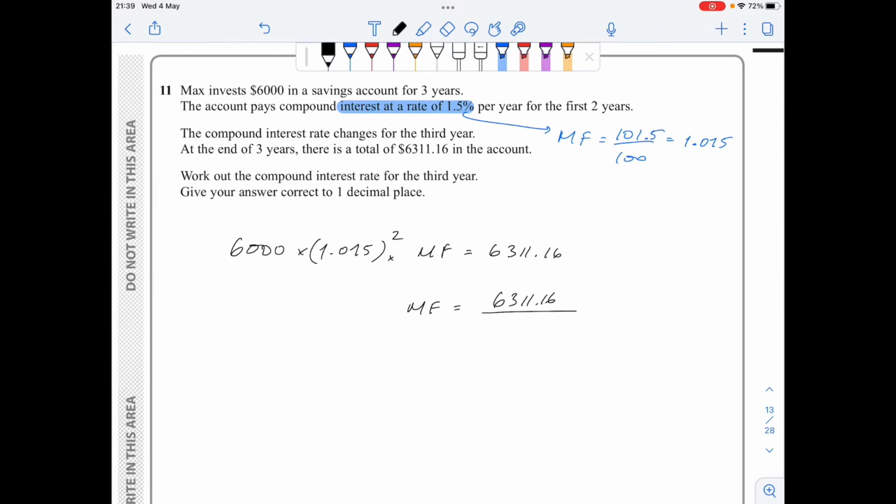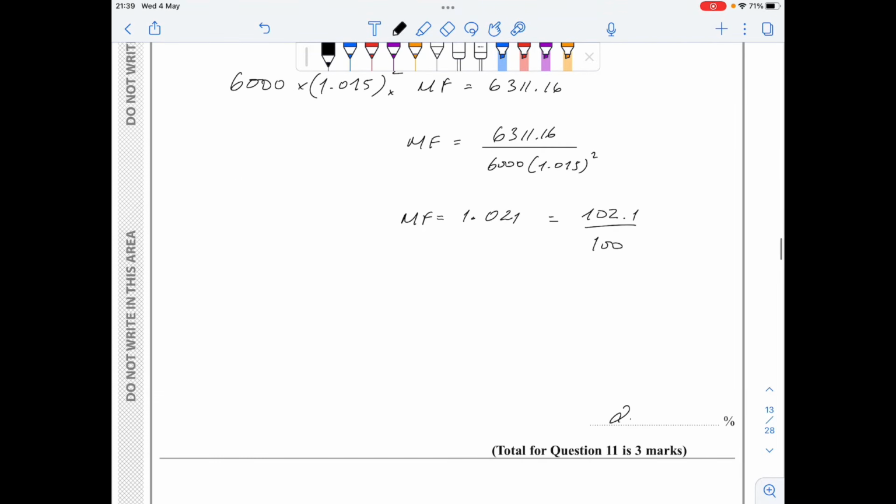So the multiplying factor for the last year is 6,311.16 over 6,000 times 1.015 squared. Now this gives me 1.021, which can be thought of as 102.1 over 100, and that's 2.1 above 100, and that's the interest rate.